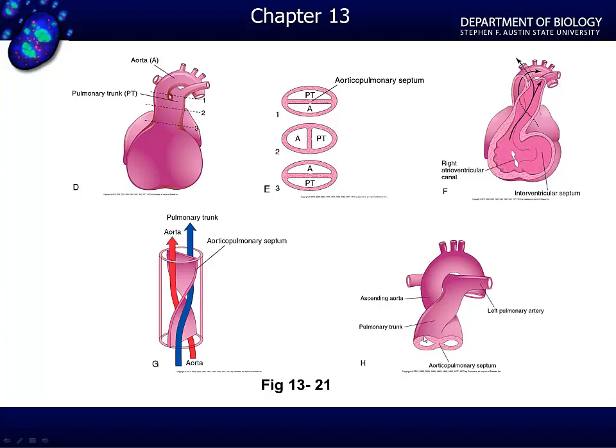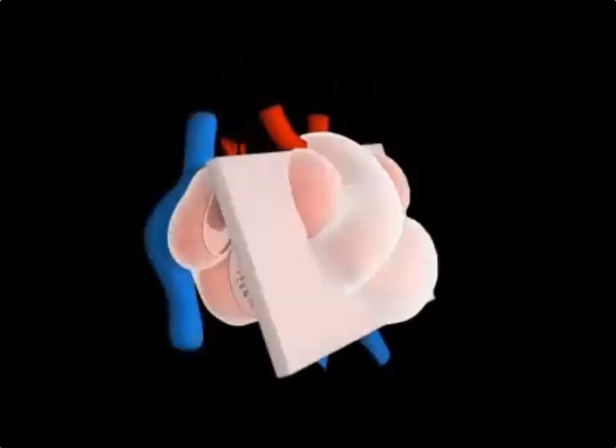And if you look at the pattern of the outflow, you can see that twisting, you can see that spiraling of these vessels. Now, I think you can imagine if that did not happen, then you would have the aorta coming straight down into the right side, the pulmonary trunk coming straight down into the left side. Now you've effectively transposed the vessels, and you have two closed circulations, one a systemic circulation and one a pulmonary circulation. This is called transposition of the great vessels, and it is in fact not compatible with life.